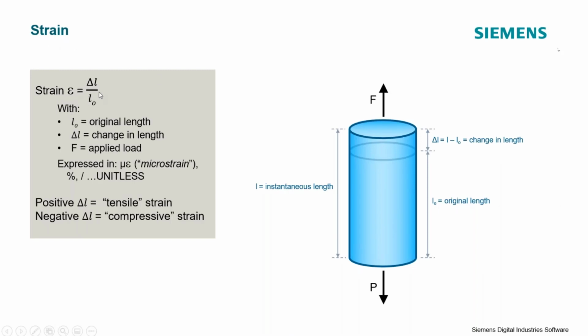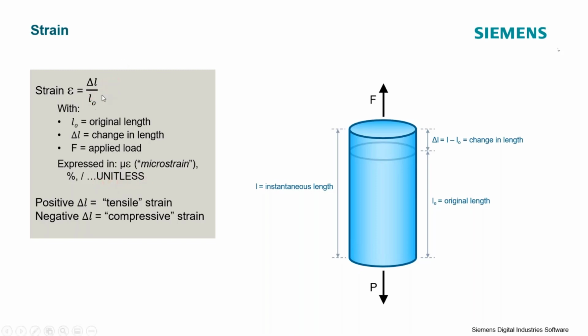So strain is the change in length of a test specimen over the original length when a load is applied to that specimen. So I've got the same cylinder here. It has an original length, L0, and then I apply a load, and the change in length due to that applied load is shown here. So this delta L is equal to the instantaneous length minus the original length. I take that change in length, I divide it by the original length, and I get the strain on the test object. Note that this quantity strain is a length over a length, so it is unitless.